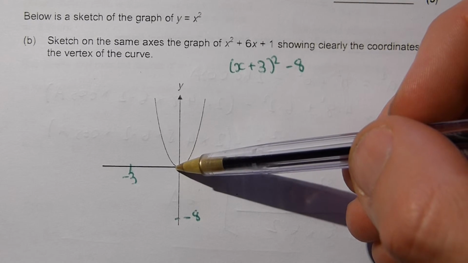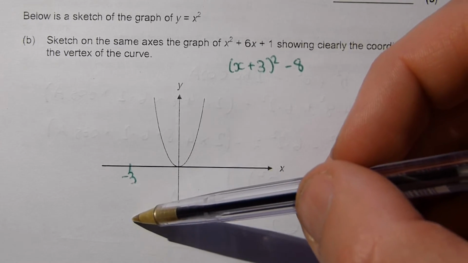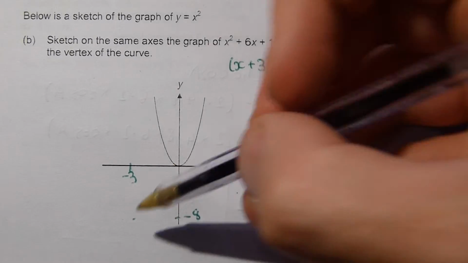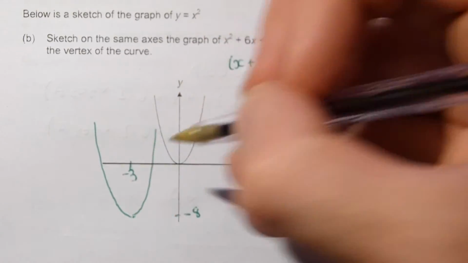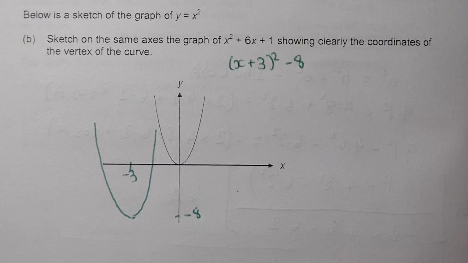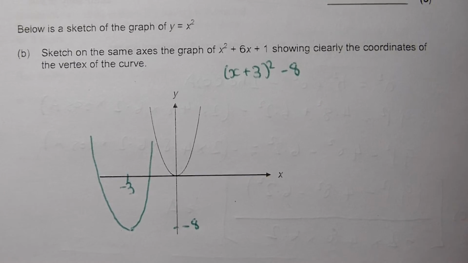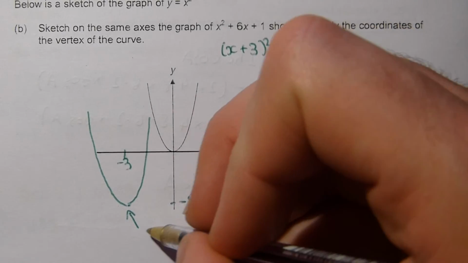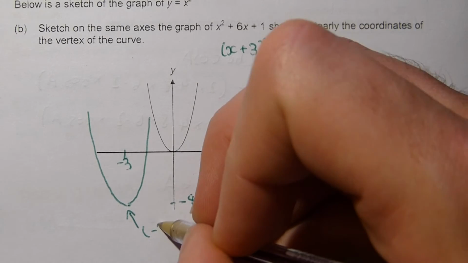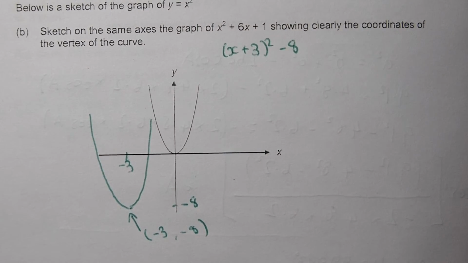So let's just mark that in there. So at the very bottom of my graph here, we said it was going to go down to minus 8, and we were going to move it along to minus 3. So I'll just mark that point, and then a quick sketch of the graph. The question says, showing clearly the coordinates of the vertex of the curve. Let's just make sure it's really clear. Quick arrow. We know that the coordinates of this is going to be along to minus 3 and down to minus 8. Job done.